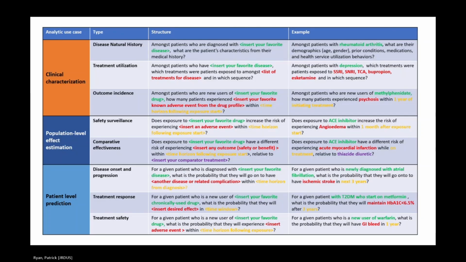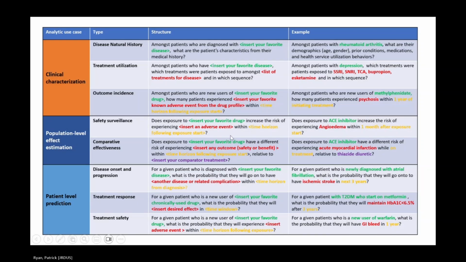And so just to illustrate what this table is showing you is, we've tried to standardize how we can ask particular types of questions like characterization, estimation, and prediction by creating fill-in-the-blank templates where you can just ask the question in a consistent manner. For example, here, if I took the one in the middle here, safety surveillance, the question generically that we might want to ask would be, does exposure to some drug increase the risk of experiencing some outcome within some time horizon?